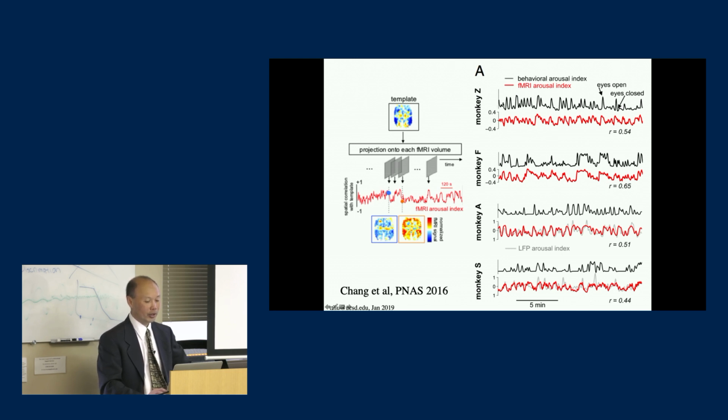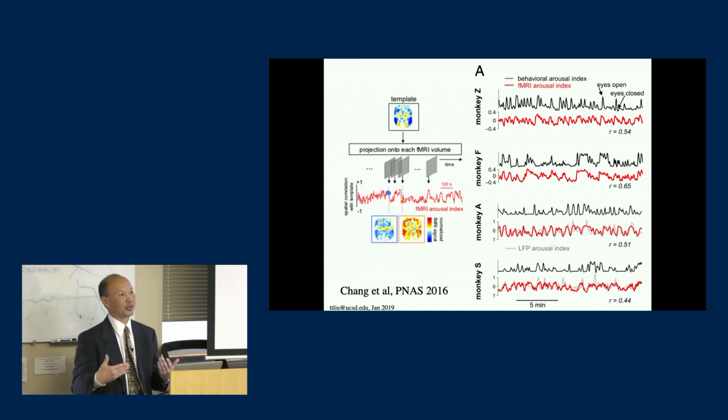What she could do is correlate this time series with the fMRI data and come up with a template. Then she could use that template on some other data to predict what the arousal might be. As you can see here in the red, this is the predicted arousal, and this is the actual arousal, and it seems to be a very nice correlation. So there is some ability, from the fMRI data alone, to predict vigilance fluctuations, which might be useful for some studies.